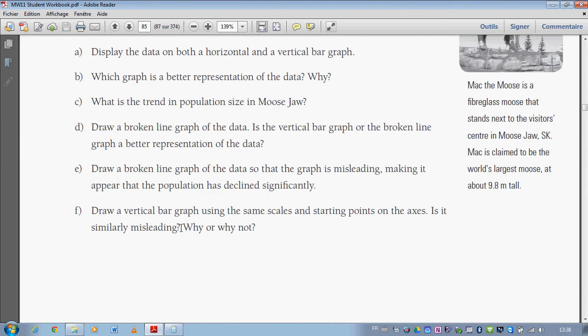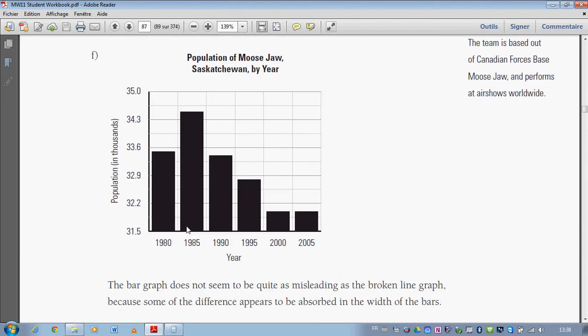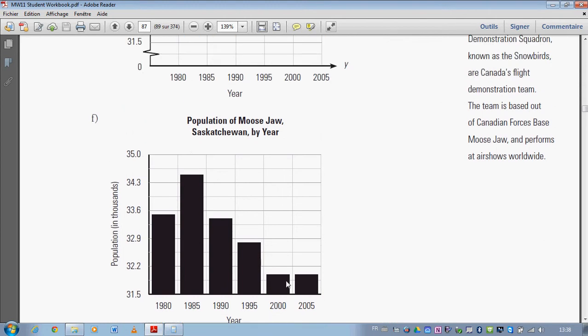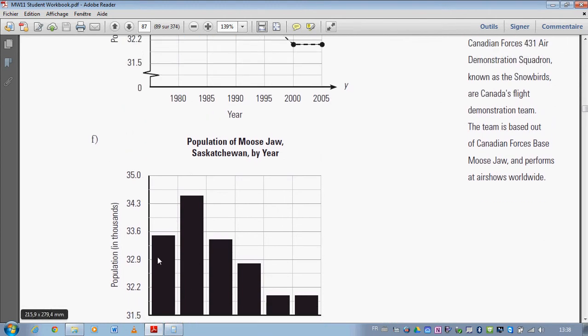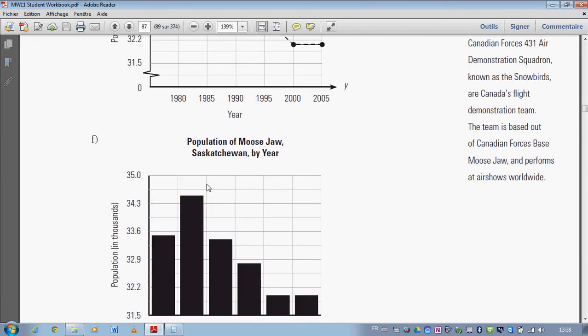And then draw a vertical bar graph using the same scales and starting points on the axis. Is it similarly misleading? Why or why not? So here is your vertical bar graph. I mean, you could say that it's similarly misleading. It's not really a big deal.